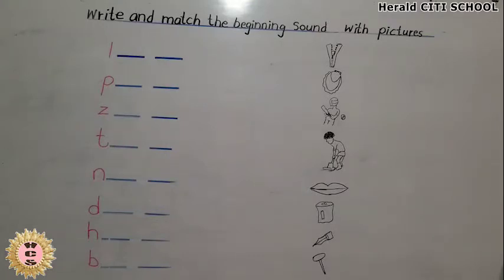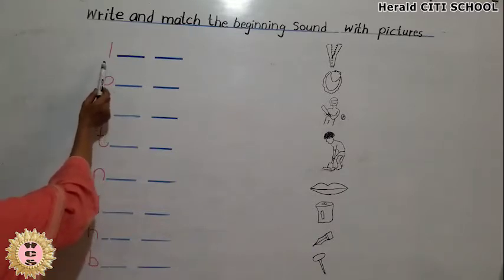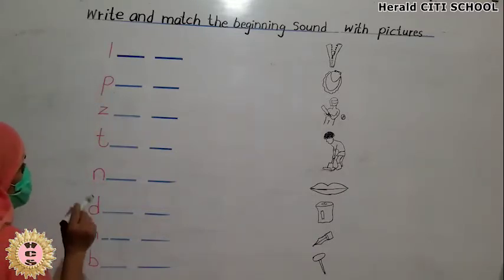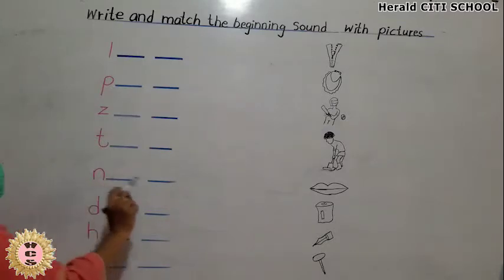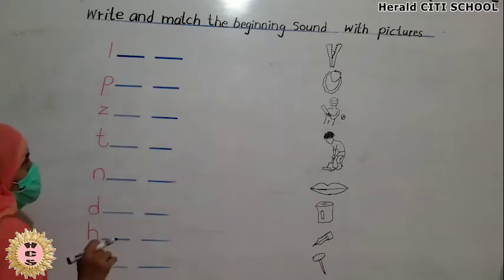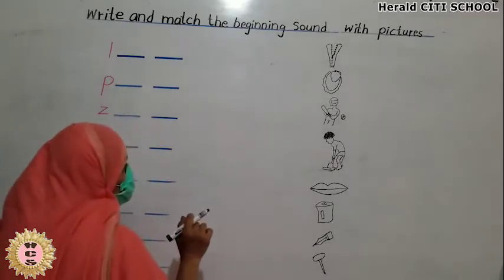Okay children, who will tell me what this is? Do you know children what this is? This is L. We can say L. So, could you tell me which pictures make the sound L?